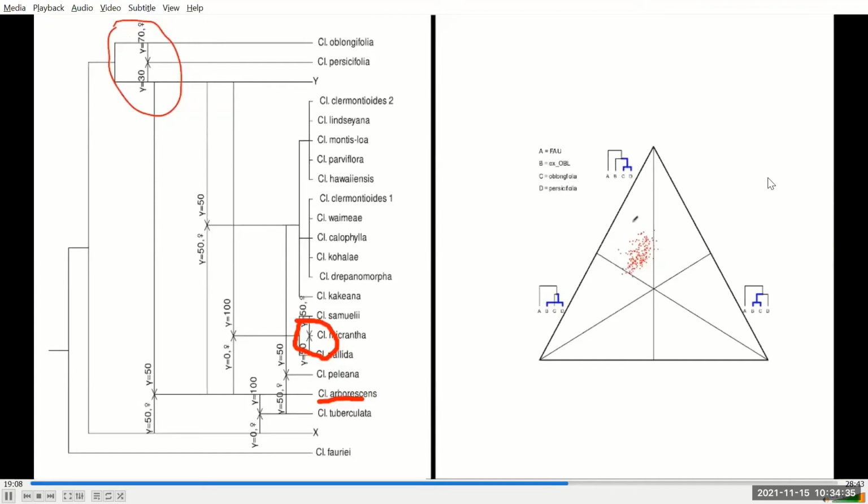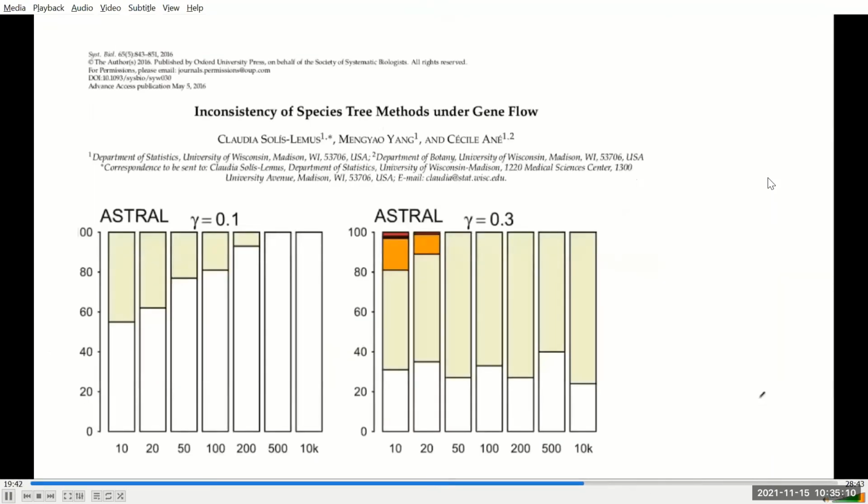But when we look at the quartet analysis, we see this unusual asymmetry when we do the study, which points to a hybridization event. And similarly, Clermontia peliana had the same position between the species tree and the plastome tree. But when we did the quartet analysis, we found it had this unusual relationship with the Big Island Clermontia, which pointed to a hybridization node between those two clades.